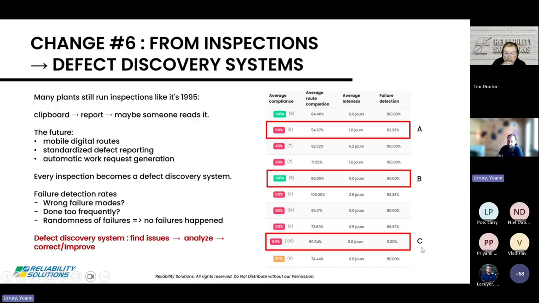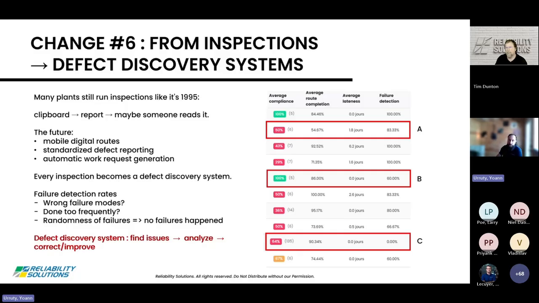But as for scenario C here, 64% of schedule compliance. It's been done 135 times, so I would guess that this is a daily operator route, but the failure detection rate is 0%. 0% means, well, something's wrong clearly, because we've sent someone every day, day after day, to look for issues.